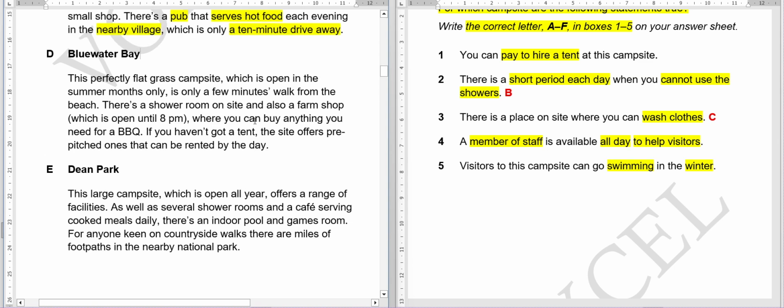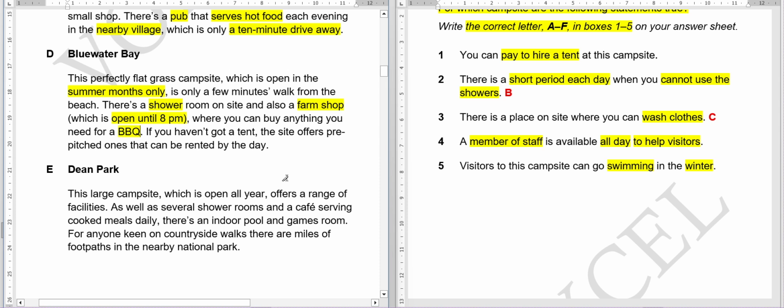Blue Water Bay. This perfectly flat grass campsite, which is open in the summer months only, is only a few minutes walk from the beach. So this campsite is open only for the summer months. There's a shower room on site and also a farm shop which is open until 8 p.m. where you can buy anything you need for a barbecue. So there are showers, and a farm shop which is open until 8 p.m. After 8 p.m. that shop closes.